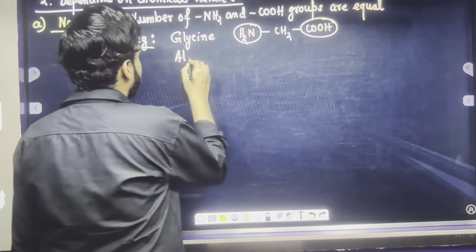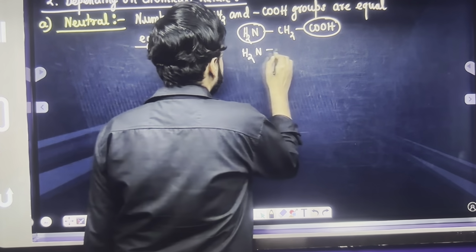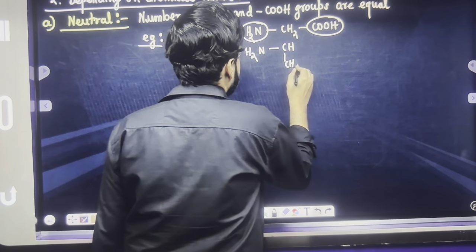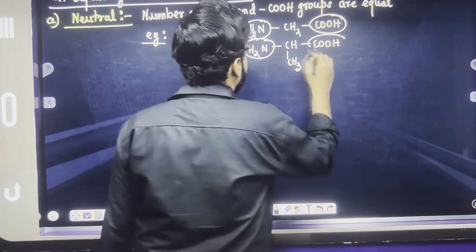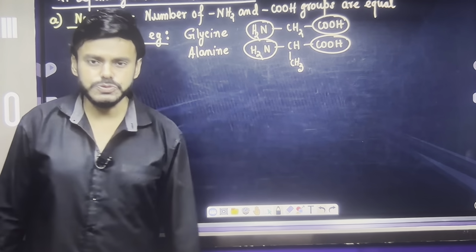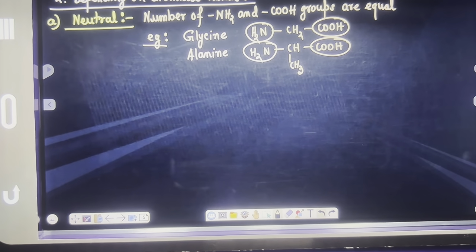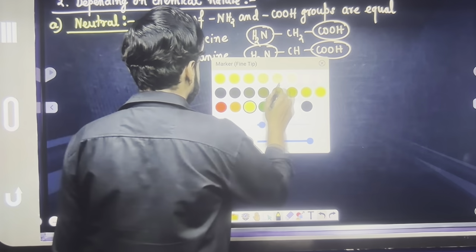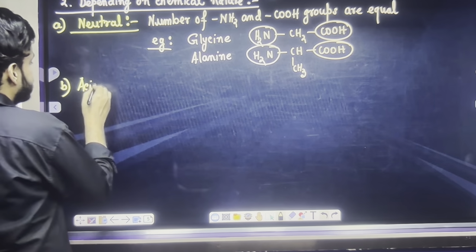The next one is alanine. The formula is NH2-CH3-COOH. So the number of NH2 groups is 1 and the number of COOH groups is also 1. So equal numbers of NH2 and COOH groups are present, so this is an example of neutral amino acids.